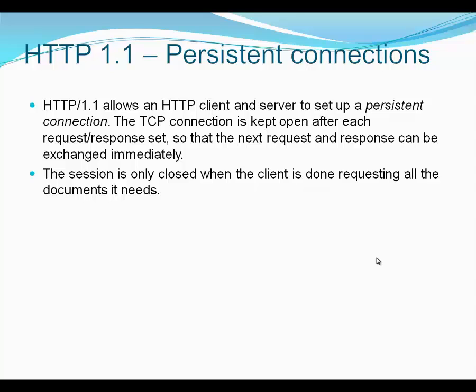Now, as we spoke in an earlier slide, HTTP 1.1 allows an HTTP client and server to set up a persistent connection. The TCP connection is kept open after each request-response set, so that the next request and response can be exchanged immediately without waiting for the TCP three-way handshake to happen. The session is only closed when the client is done requesting all the documents it needs. So in this way, suppose you are requesting an HTML page, you get the response with that HTML page.